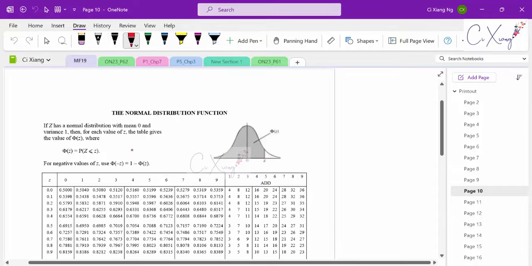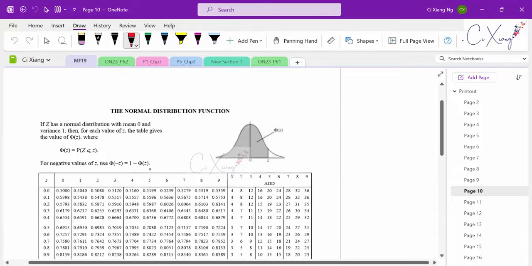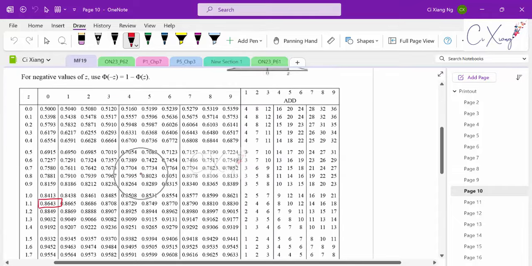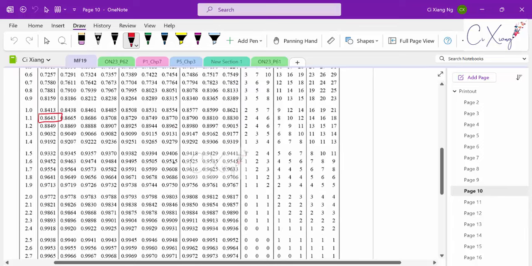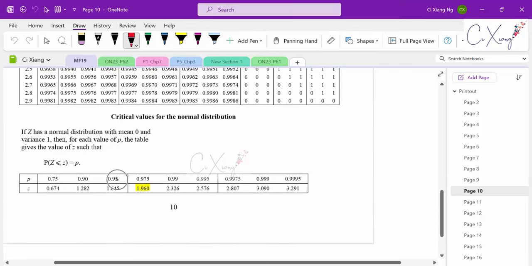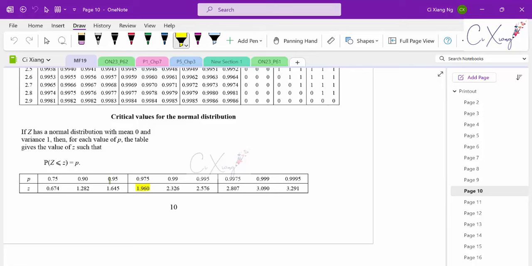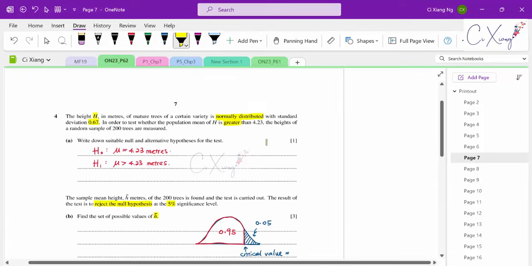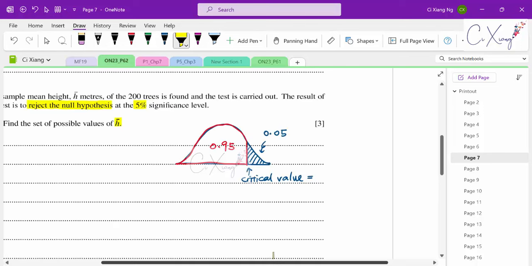So go back to the normal distribution table. You can get the 0.95 from somewhere here, then find out the value of Z. But again, I prefer to use the shortcut formula. For this shortcut formula, I'm looking for 0.95. You can see that 0.95 is the area and the value of Z provided is 1.645. Therefore, go back to my solution just now. From here, I know that my Z value, the critical value, is 1.645.